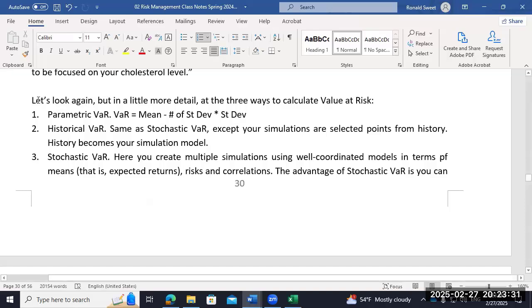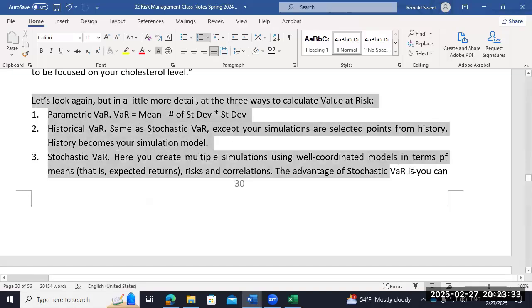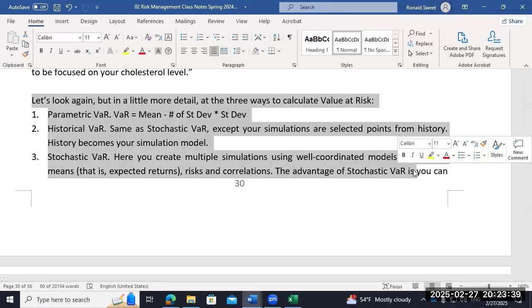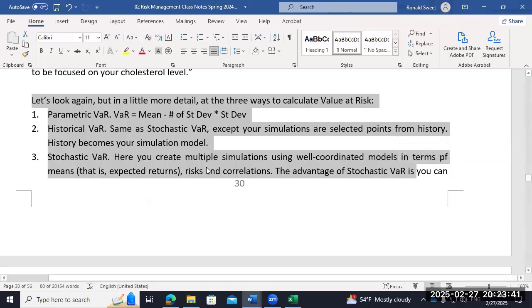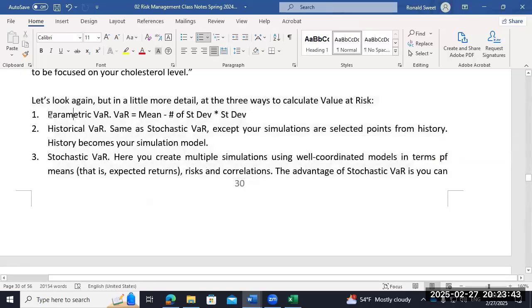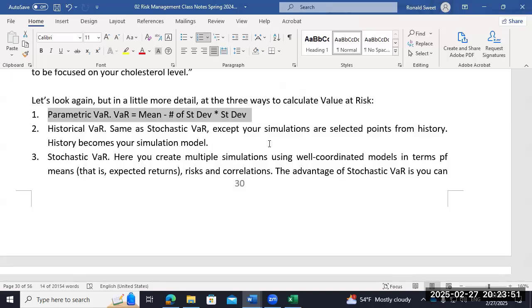So there's 3 ways to do VAR. This might be something, as you're writing your paper 1, to maybe try to figure out which way your bank is doing it. So a lot of banks do historical VAR, which is pretty common, but parametric VAR just uses the normal curve, just like what you've been doing. Mean minus the number of standard deviations times standard deviation. So you're just using a formula, pretty straightforward.